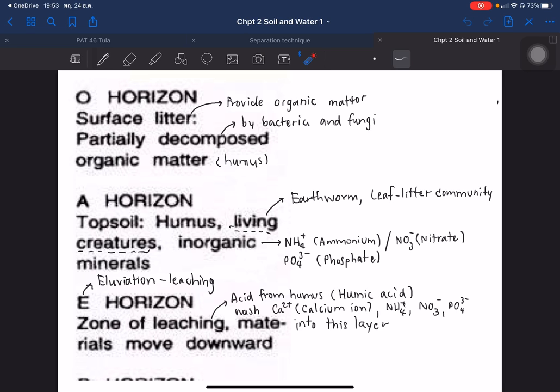And after that here, the eluviation zone or leaching occurs when the humus gets washed by the water from the rain. So it produces acidic chemicals. We may call this one humic acid. And after that, the humic acid here washes many different types of important minerals into the E layer, such as calcium, ammonium, nitrate, phosphate, carbonate like this into this layer. So this one we can call the E layer.